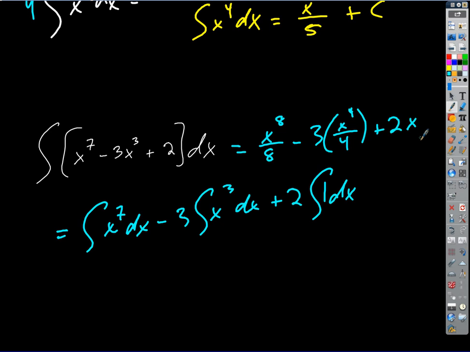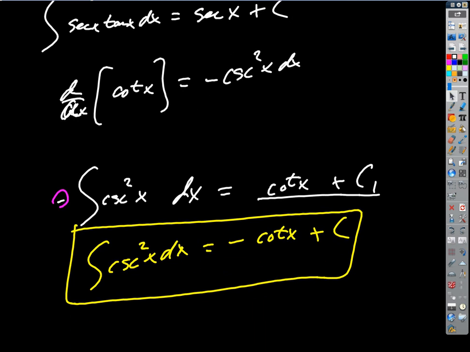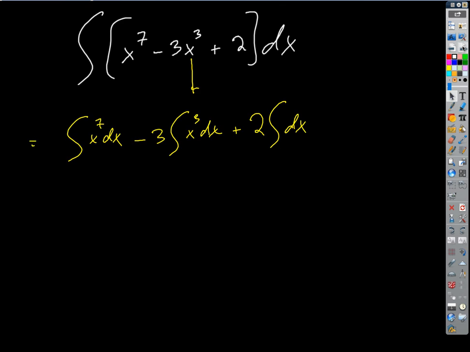And then what do I have to put at the end? C. Each one of those would have contributed its own little constant, but we'll always consolidate all the constants together into one big C at the end. And that's it. Okay, so we can skip all that.